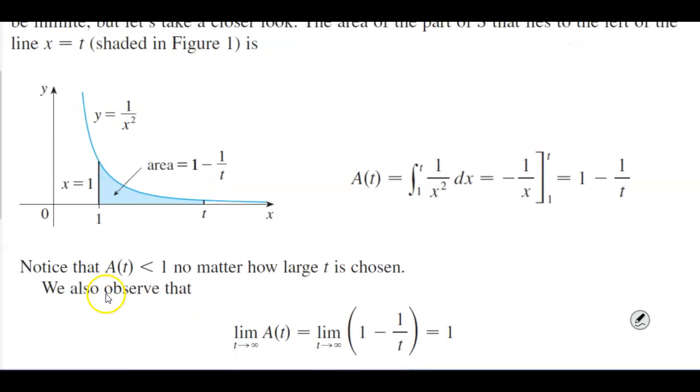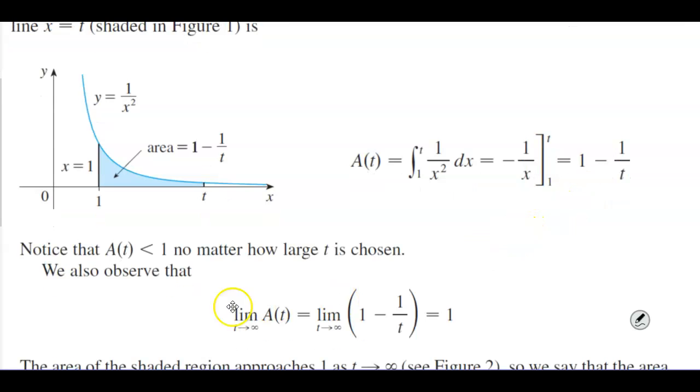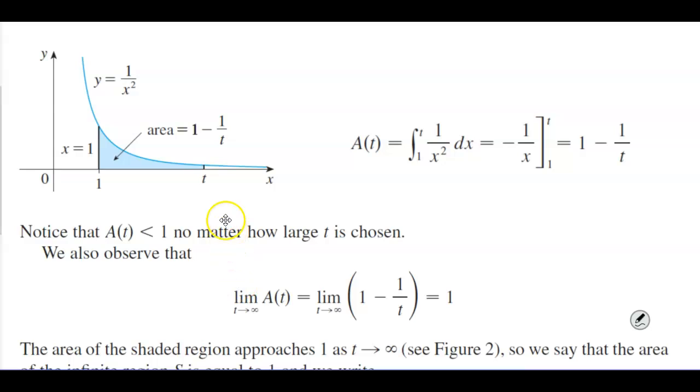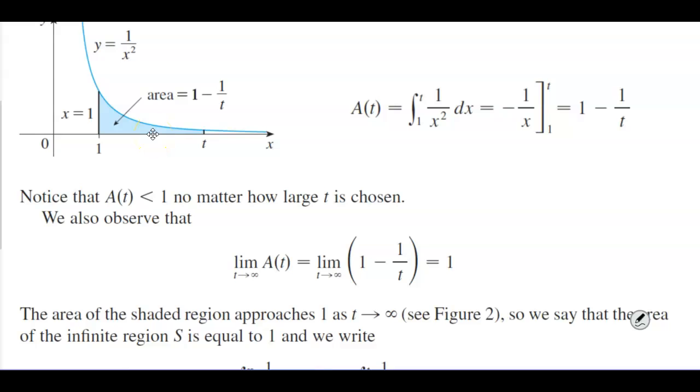Now, you notice that the area, that function, is less than 1, no matter how large t is chosen, because you're always subtracting this amount from 1. We also observe that the limit as t approaches infinity of that function is equal to the limit as t approaches infinity of 1 minus 1 over t. 1 over infinity is 0, so 1 minus 0 gives you the value of 1. The area of the shaded region approaches 1 as t approaches infinity.